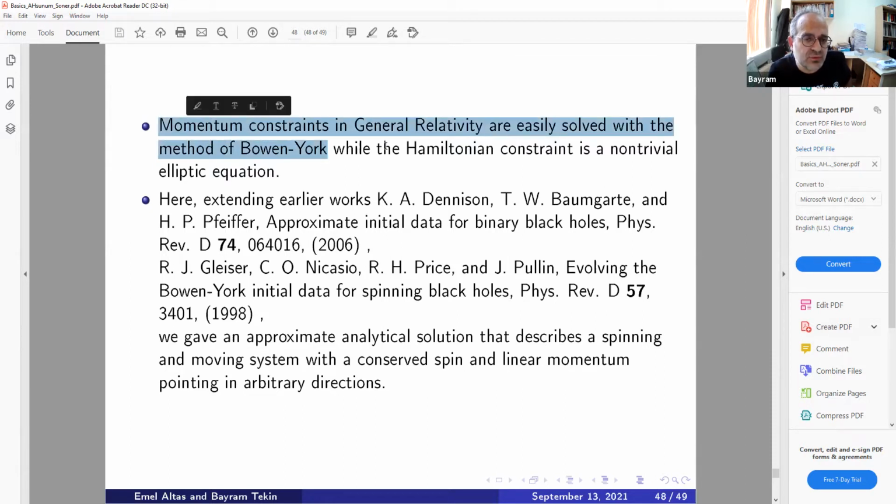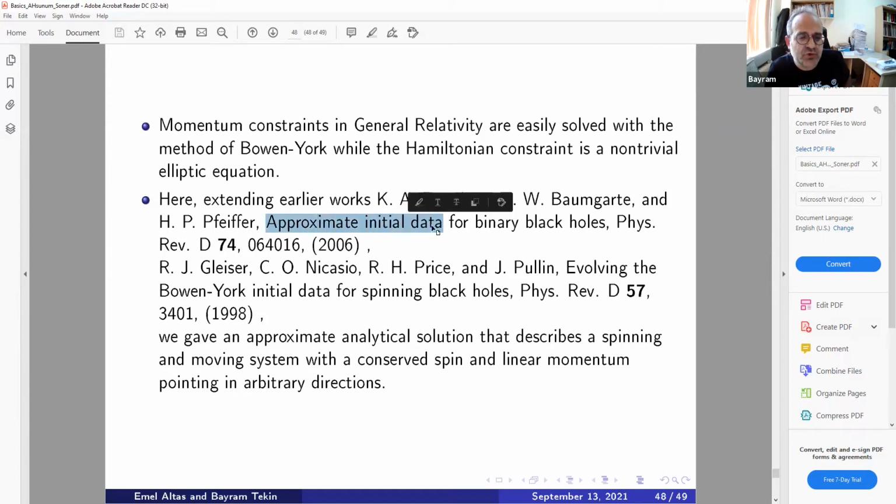You can solve the momentum constraints in general relativity, while the Hamiltonian constraint is always an elliptic equation, a terrible equation, which you have to resort to numerical computations. Okay, so here we extended the earlier work of Dennis and Baumgarten, who considered essentially approximate initial data for non-zero P, and Gleiser et al. for spinning black holes.